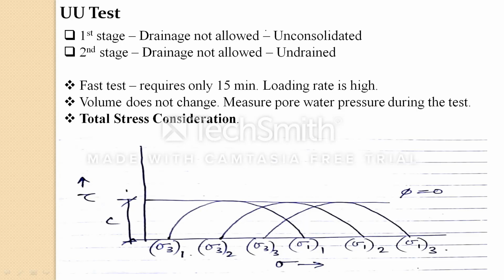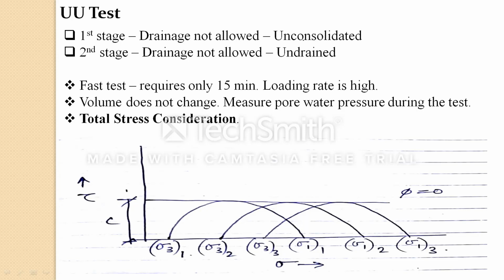I think it is quite easy to remember when the drainage should be allowed and when it should not be allowed in the case of UU, CU and CD. I think it is well understood. Now, coming to the UU test, some features. Basically, in this UU test, the first stage is not necessary at all. Whenever we allow the drainage, the first stage requires 24 hours for the consolidation in the triaxial test. But if the drainage is not allowed, then we don't require this 24 hours for the first stage.